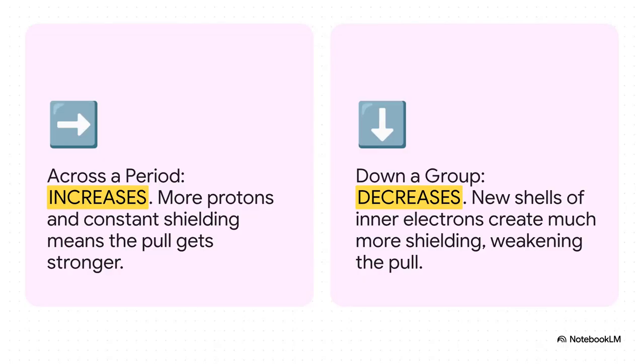So how does this pull change as you move around the table? Well, think about it. As you go from left to right across what we call a period, you're adding more protons to the nucleus. That makes your magnet stronger. But, and this is key, you're not adding any more inner shells to shield it. So what happens? The net pull, Zeff, gets stronger. But when you go down the table, down a group, you're not just making the magnet stronger. You're adding whole new layers of those shielding electrons. And that extra shielding is a huge deal. It more than cancels out the stronger magnets, so the actual pull felt by the outer electron gets weaker.